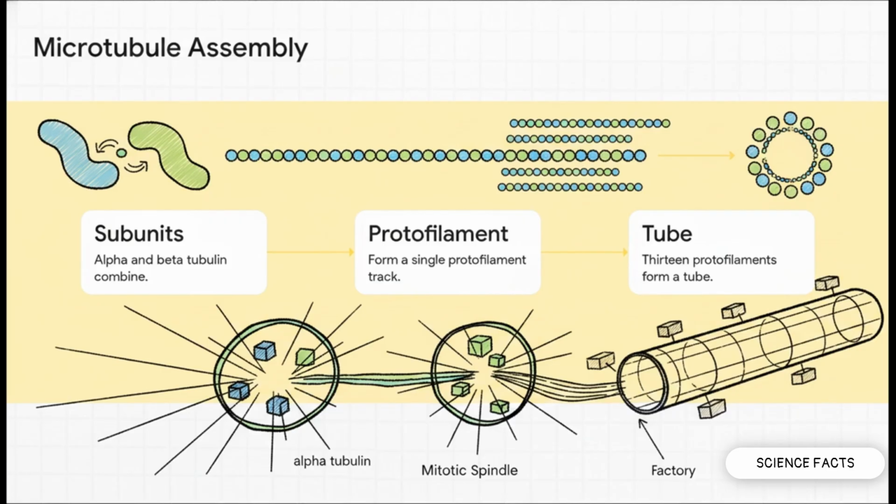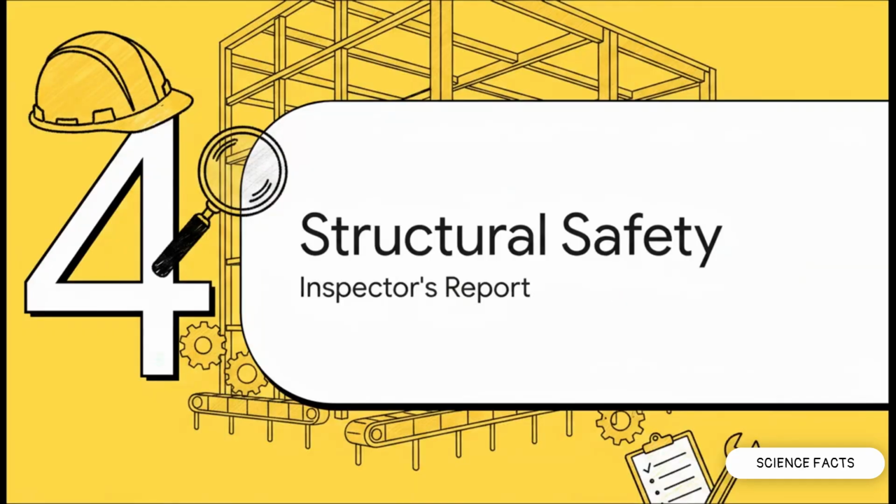And a fun fact, these tubes don't just route cargo, they actually organize the massive division of the factory into two parts during cell division by forming the mitotic spindle. Pretty wild, right?